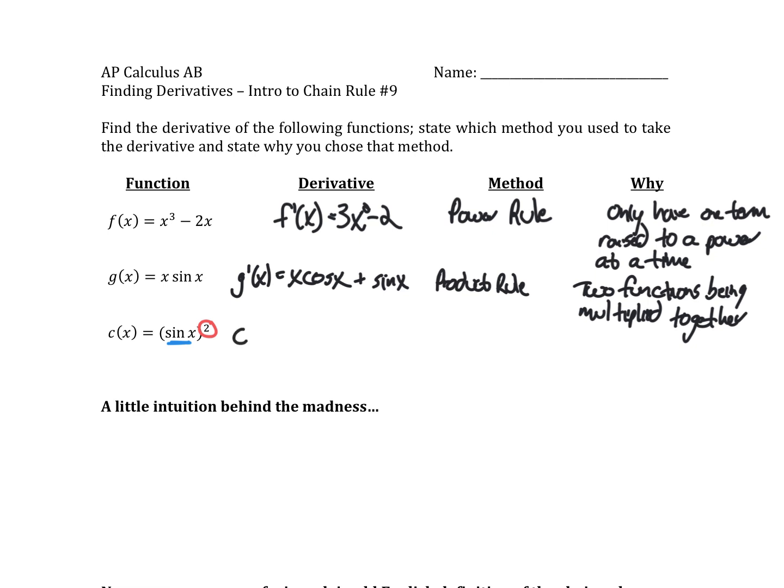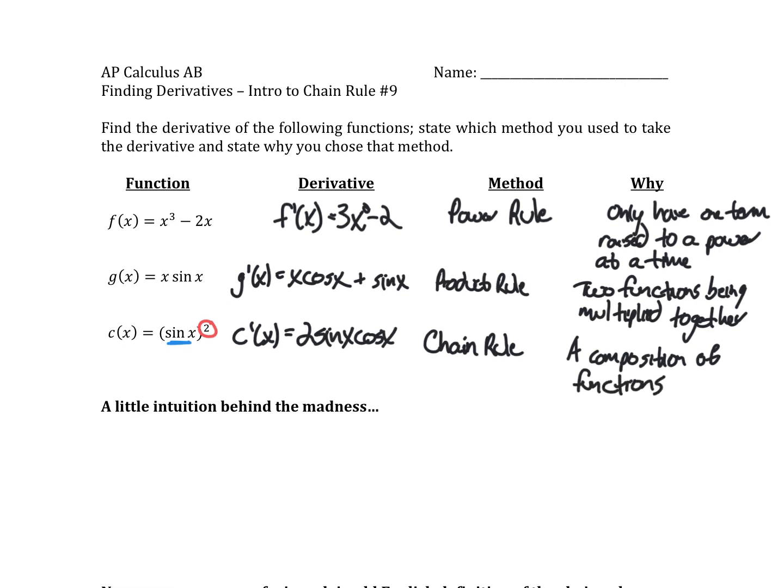My derivative, in this case c prime of x, would be 2 sine of x cosine of x. Okay, and the way I figured this out was a method called the chain rule. C-H-A-I-N, the chain rule. And why was I allowed to use the chain rule? I have a composition of functions. So when I have a function inside another, I'm going to use this thing called the chain rule.